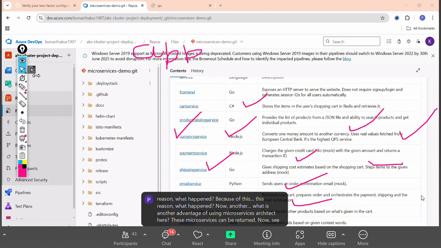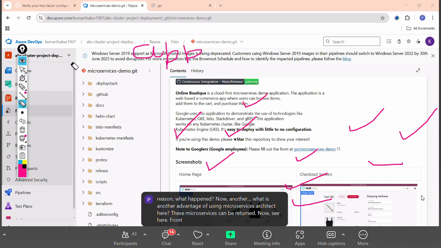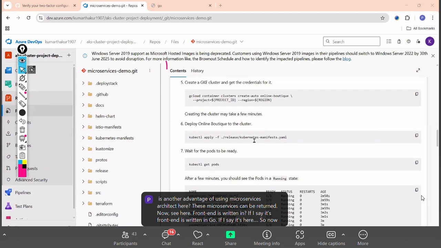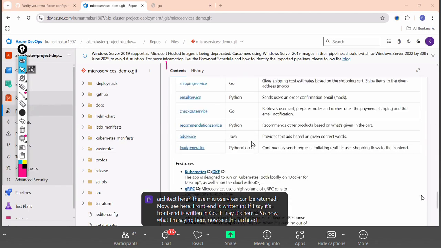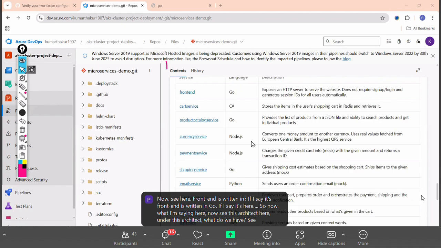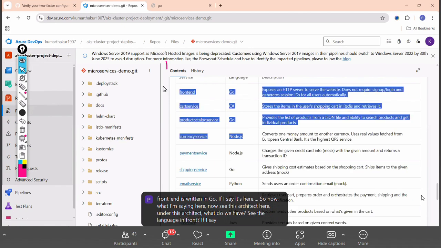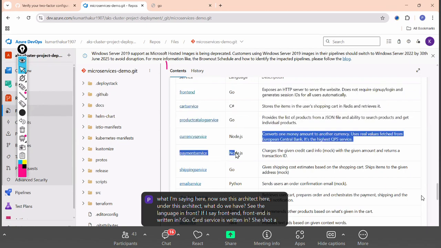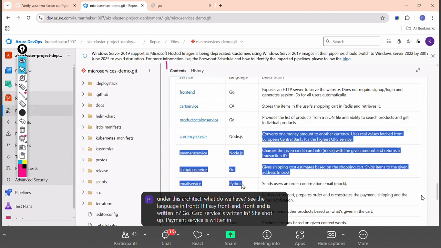Now, see here. Front end is written in, if I say front end is written in Go, now what I'm saying here, see this architect here, under this architect, what we have? See the language in front. If I say front end is written in Go, cart service is written in C#, payment service is written in Node.js, email service is written in Python. What is the thing about this?